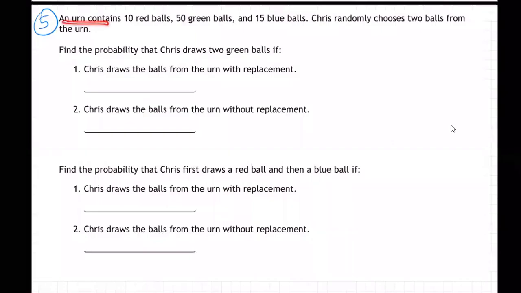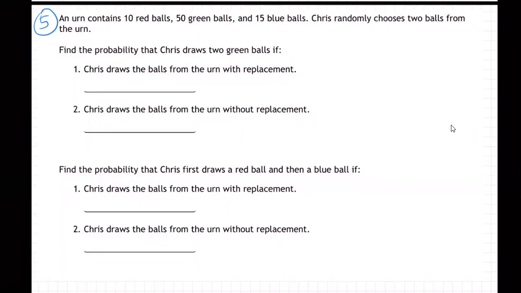An urn contains 10 red, 50 green, 15 blue balls. Chris randomly chooses 2 balls from the urn. Find the probability that Chris draws 2 green balls if Chris draws the balls from the urn with replacement, without replacement. Find the probability that Chris first draws a red ball and then a blue if with replacement, without replacement.